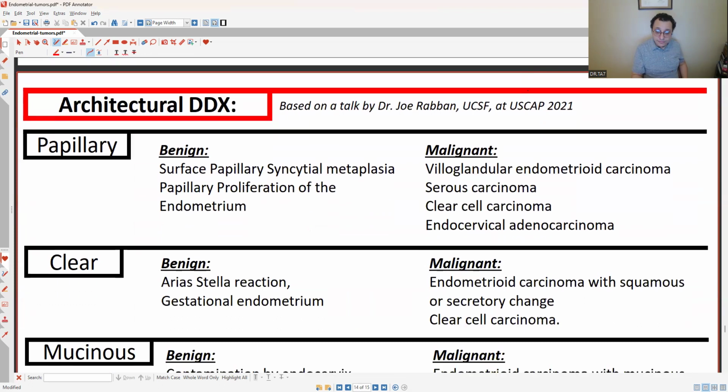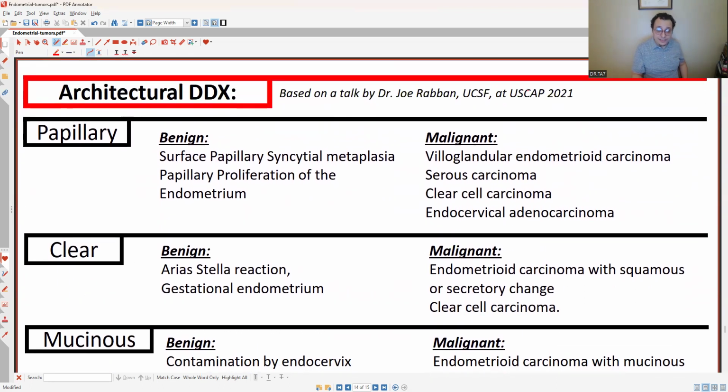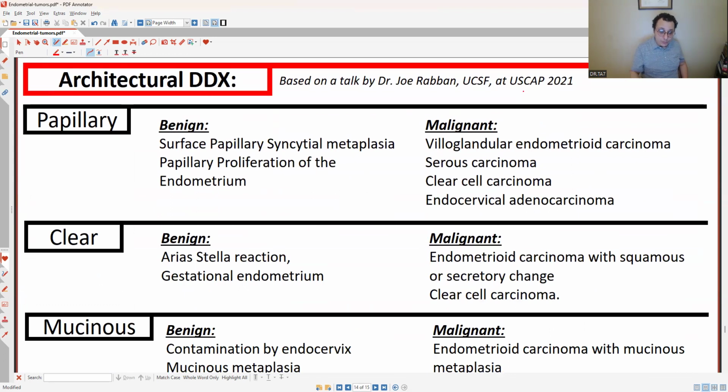And this is the architecture, like an architecture-based approach. When you see clear cells, what your mind has to think about when it comes to benign and when it comes to malignant. When it comes to benign, it's Arias-Stella reaction. And when it comes to malignant, you might think of clear cell carcinoma, or endometrioid sometimes appears very clear.